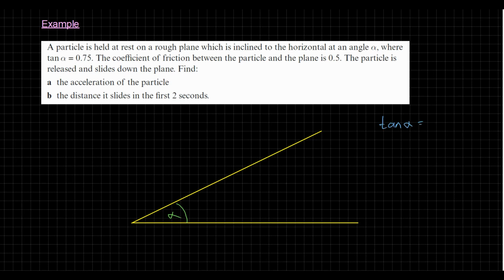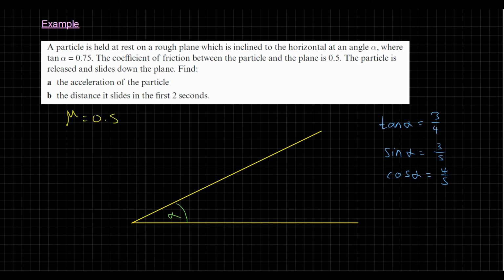Tan alpha equals 0.75. That's 3/4. If you remember from the previous video, you can draw a triangle and quickly get out sine alpha and cos alpha from that as well. Sine is opposite over hypotenuse, so we're talking 3/5. Cos is 4/5. Go back to the previous video or do ask me if you can't remember how you get from that first line to these two. And the coefficient of friction is 0.5.